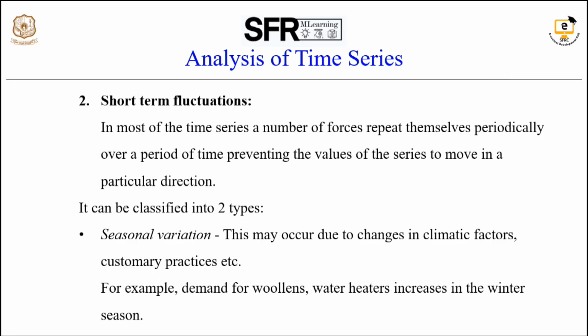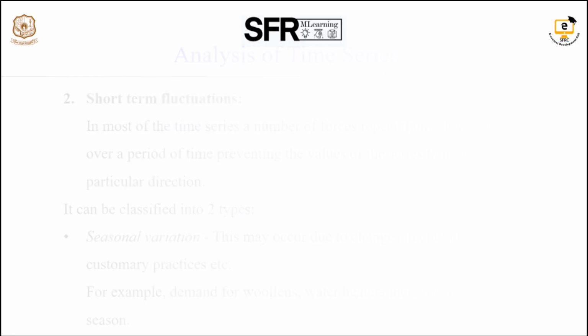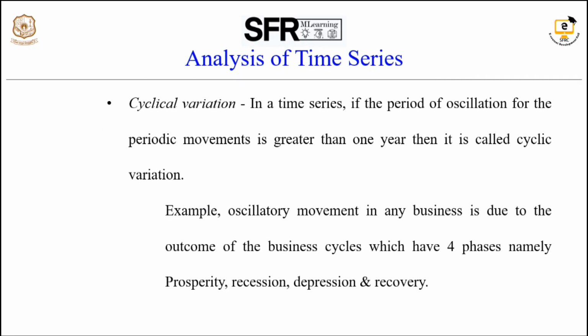And coming to the next one, that is cyclical variation. In a time series, if the period of oscillation for periodic movements is greater than 1 year, then it is called a cyclic variation. For example, oscillatory movement in any business is the outcome of business cycles, which have 4 phases, namely prosperity, recession, depression and recovery.